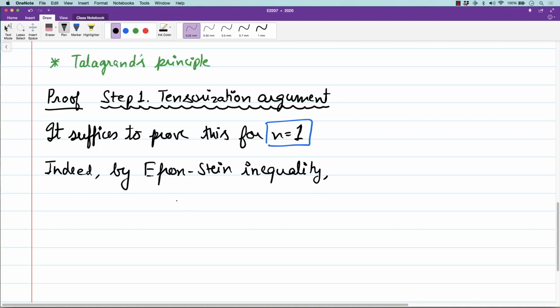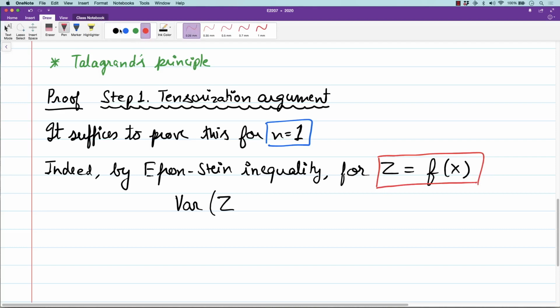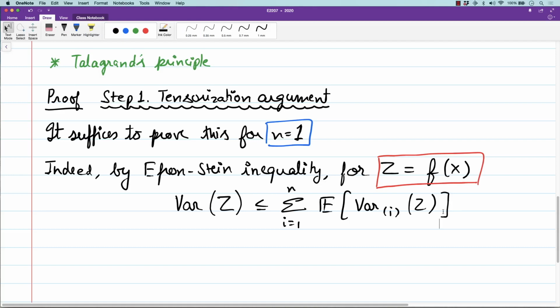the variance of this random variable Z, so throughout we'll have Z equal to f of X. Okay, that's a notation. I think almost throughout this course we'll have this notation, but I'll remind you from time to time. So the variance of this random variable Z from Efron-Stein is less than or equal to the sum over i equal to 1 to n of the expected variance given all the other coordinates but the ith coordinate. So you have fixed all x1 to xi minus 1 and xi plus 1 to xn. This is something we saw in the last lecture.